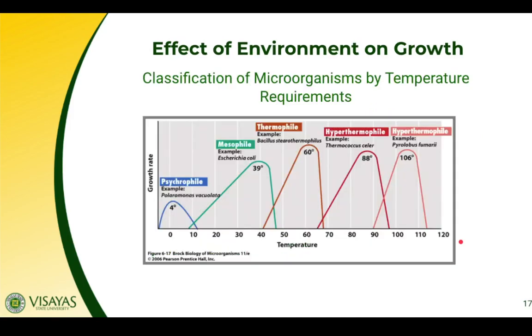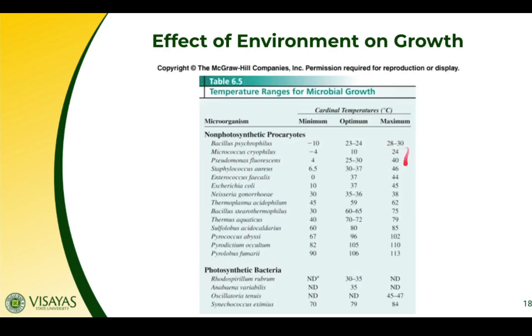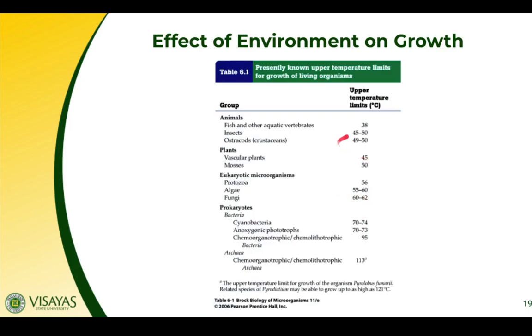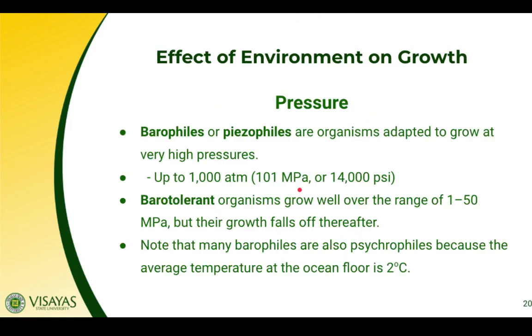So how do we classify? Again, the classification of microorganisms by temperature requirements: psychrophiles, mesophiles, thermophiles, and hyperthermophiles. These are examples of the different cardinal temperature requirements for non-photosynthetic prokaryotes and photosynthetic bacteria. These are the upper temperature limits, the optimum temperatures, if you compare the microorganisms to the higher forms of organisms.